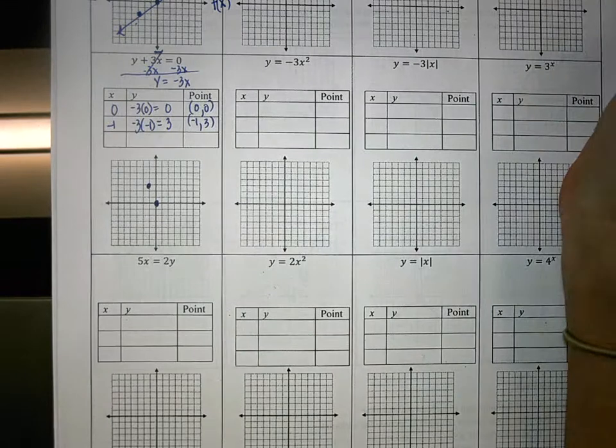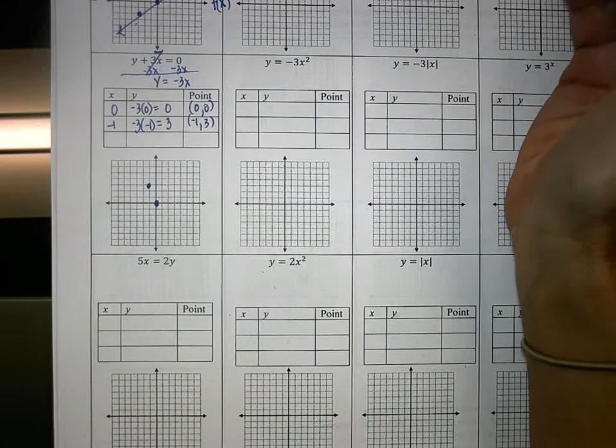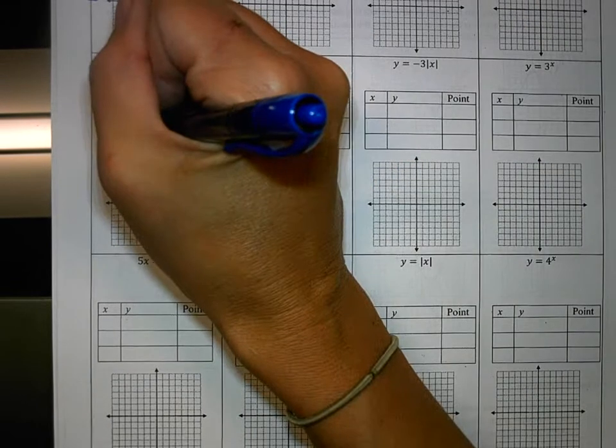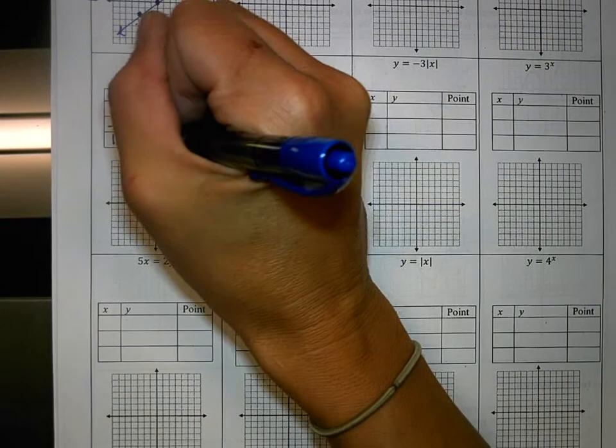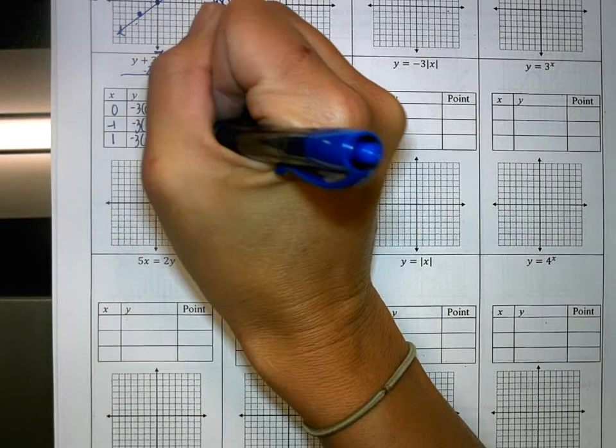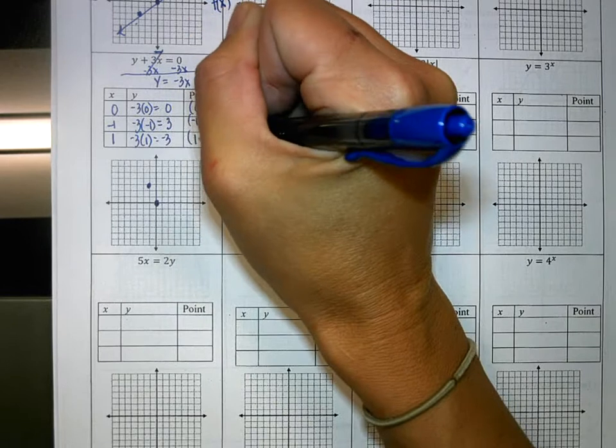And then we want to choose a positive value, so we can choose positive 1. Negative 3 times 1 equals negative 3, and so my ordered pair is 1, negative 3.